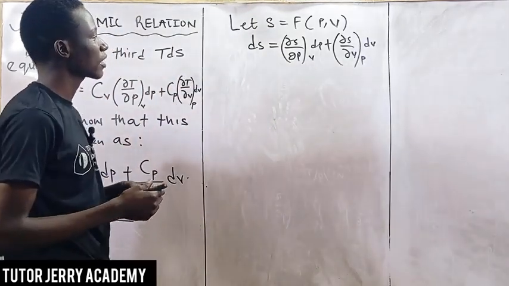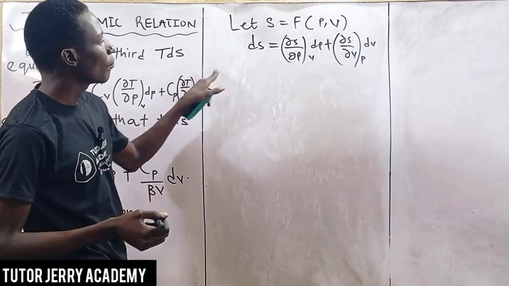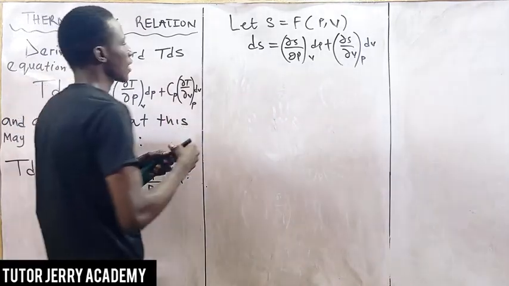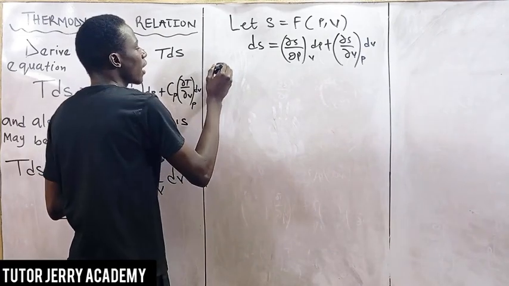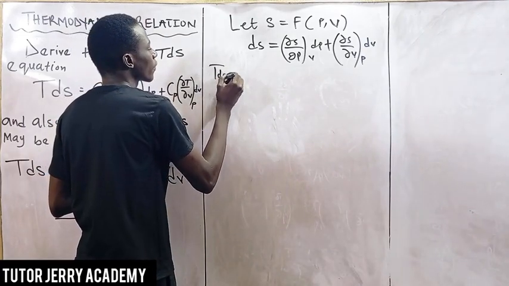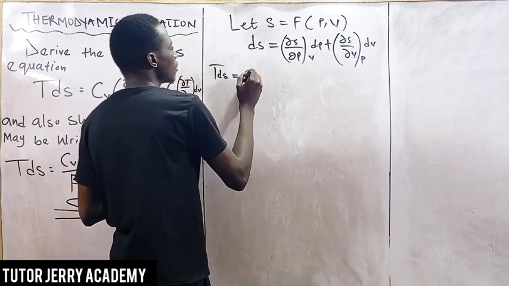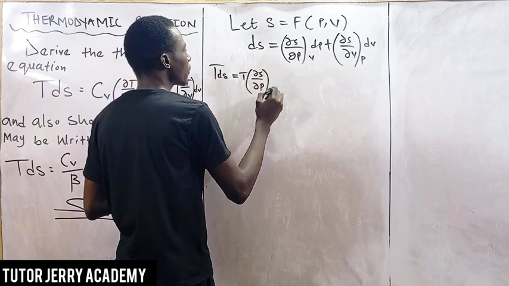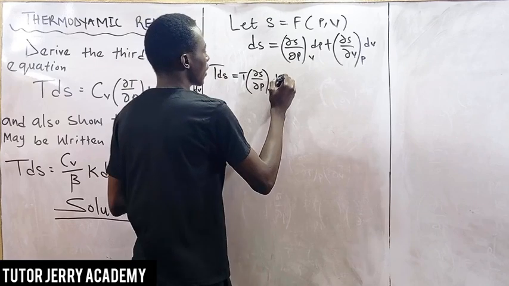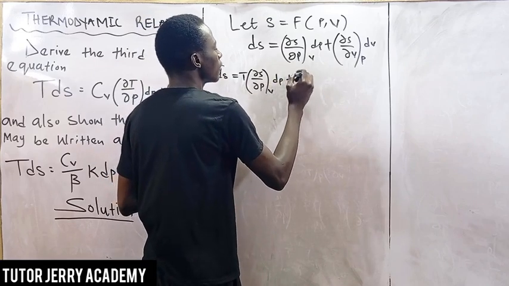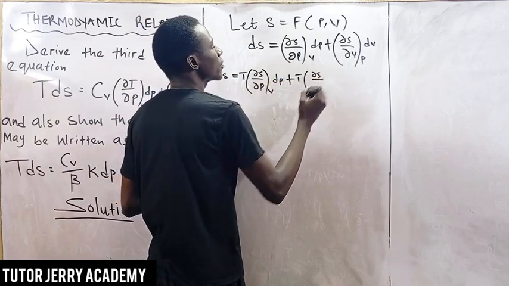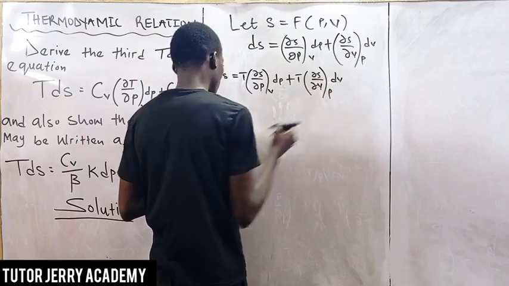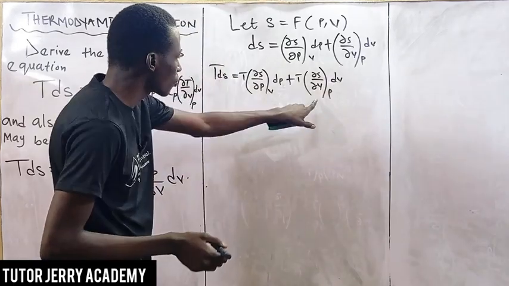Now, from what you can see on the board, I can decide to multiply this equation by T, both the left hand side and the right hand side. If I do that, I'll have TdS equal to T into the partial derivative of S over the partial derivative of P, keeping V constant, dP, plus T into the partial derivative of S over the partial derivative of V, keeping P constant, dV. Next, I can rewrite these two terms.